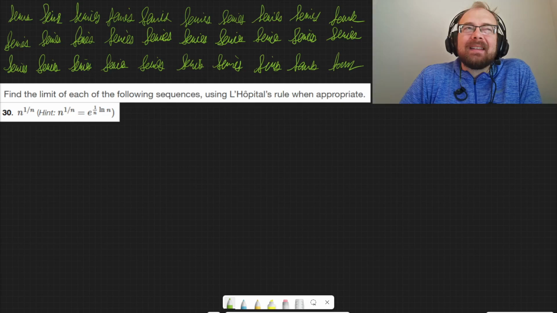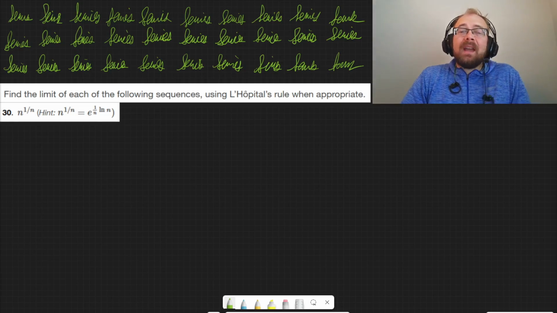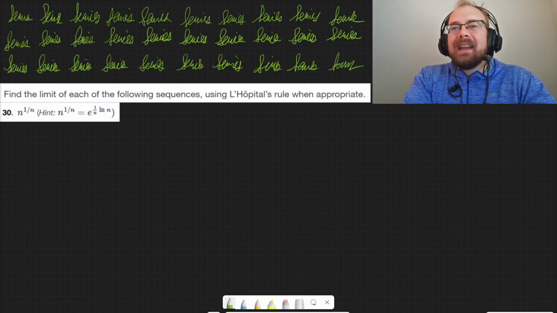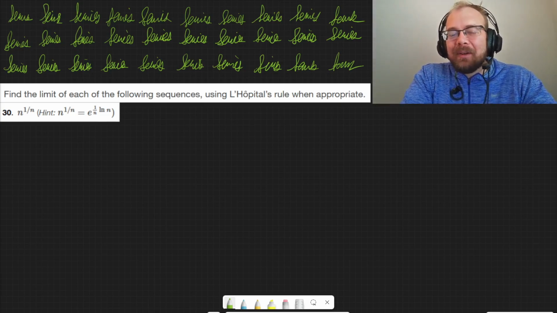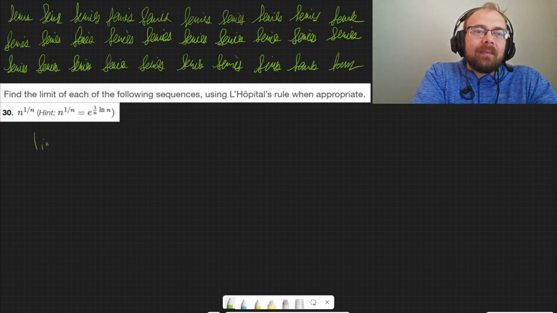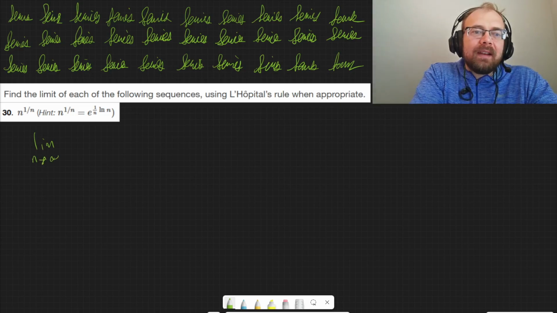Check me on this if I'm wrong, but I'm pretty sure that any polynomial or any logarithm to the 1 over n should go to 1 as it approaches infinity. And that is what's happening here. It says the limit of the following sequences. It doesn't say what kind of limit, so it's infinite. That's kind of just the mood we're in this unit, that everything is infinite. So if it says limit and it doesn't say to where, it's to infinity. So we're taking the limit as n goes to infinity of n to the 1 over n power, which should be 1.